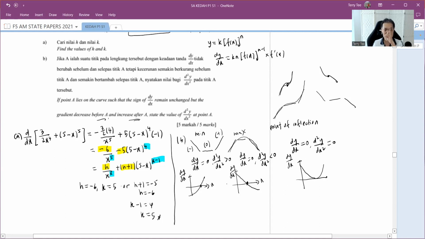Just to test you on the concept. The question says, state the value of d²y/dx². So your answer is d²y/dx² is equal to 0. Only one answer, right? That's very long. You have to explain the concept.